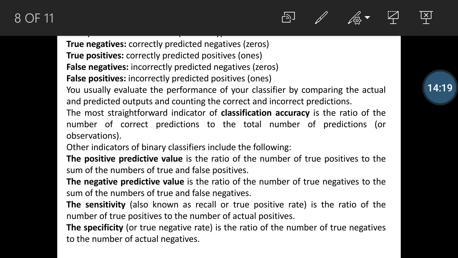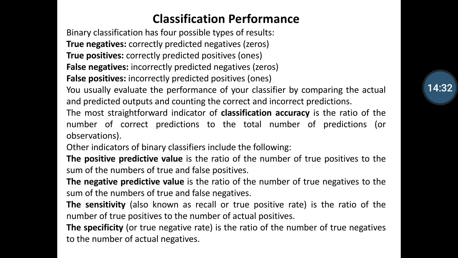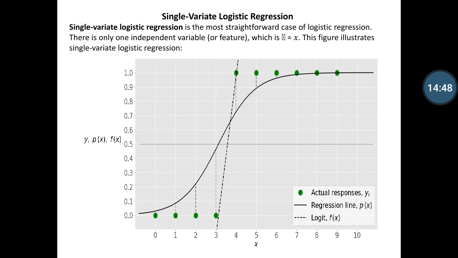The sensitivity, also known as the recall or true positive rate, is the ratio of the number of true positives to the number of actual positives. The specificity, or true negative rate, is the ratio of the number of true negatives to the number of actual negatives. And then after that, the next slide defines single-variate logistic regression.